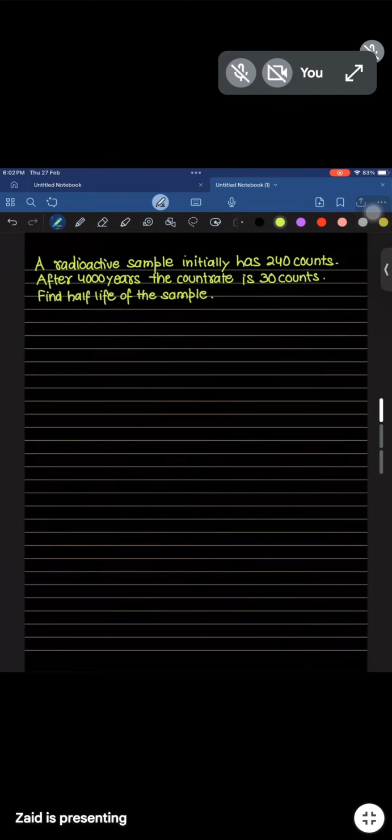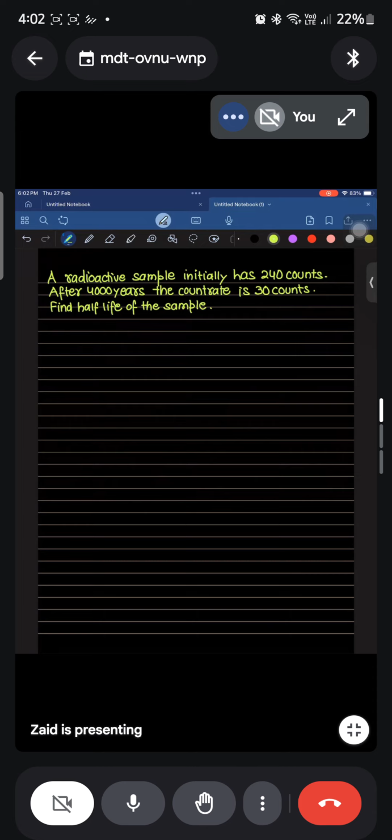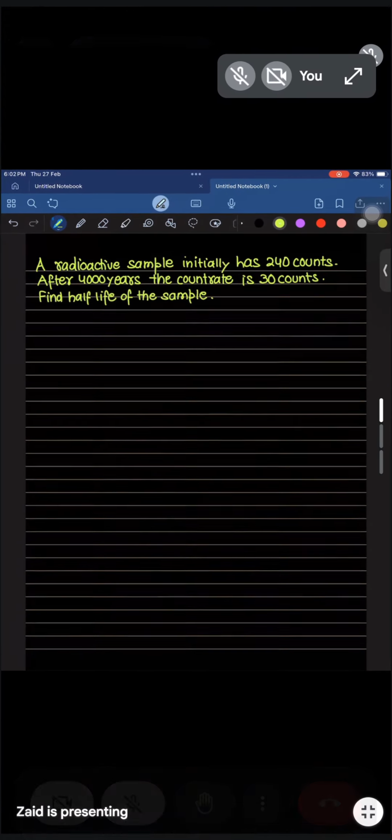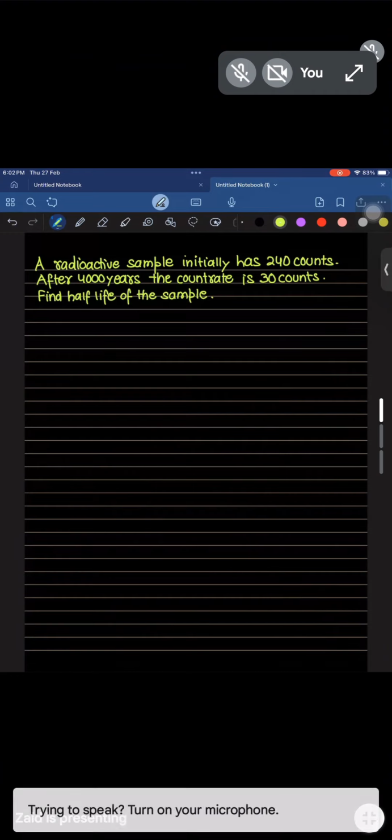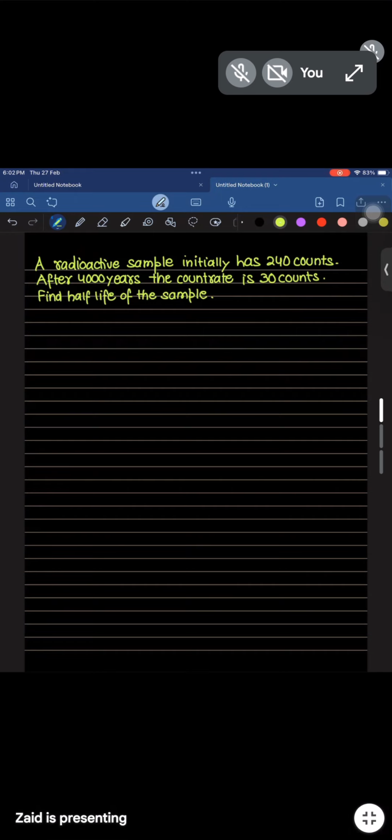Okay. So in this question, these are just imaginary questions. I've made them myself just to give you an idea how the questions are going to be. The actual questions we're going to do in class. So this question says that a radioactive sample initially has 240 counts. When 4,000 years have passed, the count rate has dropped and it has now reached 30 counts.